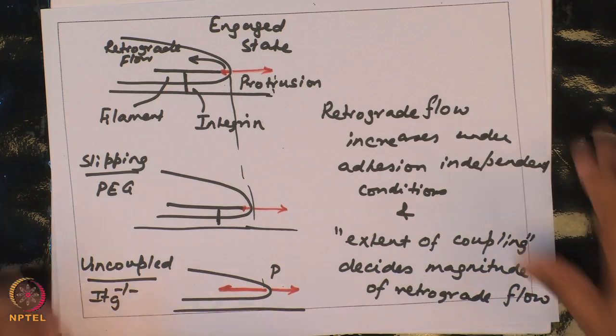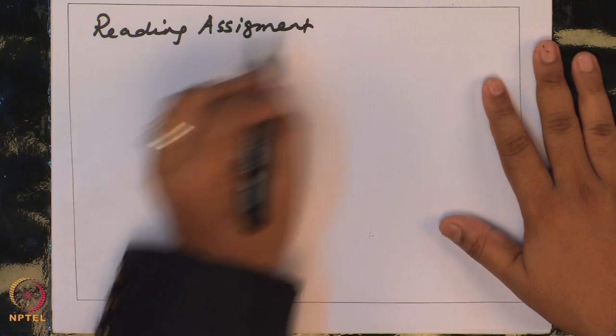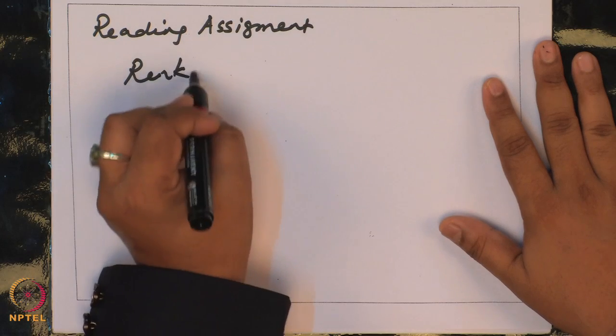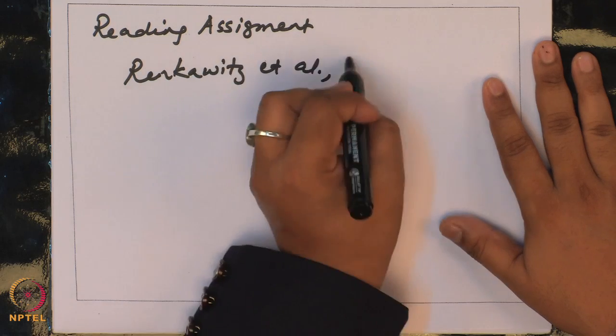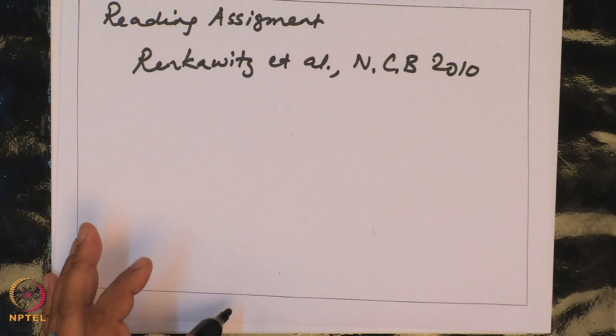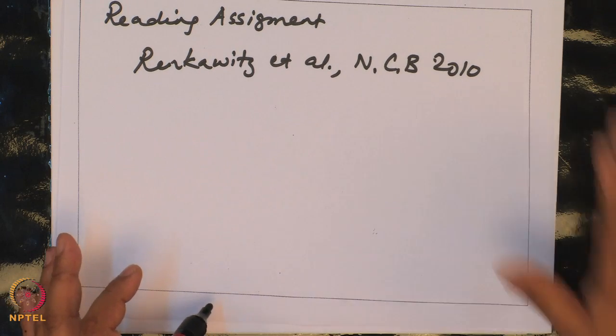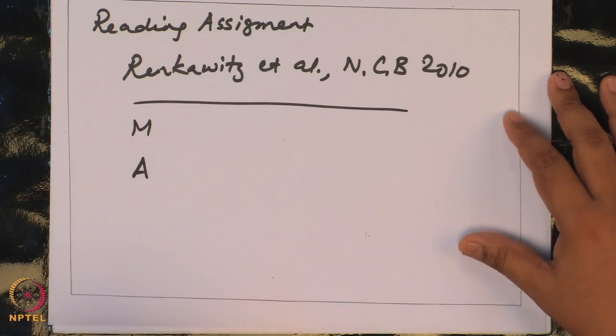With that I end our discussion on amoeboidal migration. You will have another reading assignment: the Renkawitz et al. paper, Nature Cell Biology 2010. I will just touch upon another type of migration. So, we have mesenchymal, we had amoeboidal.